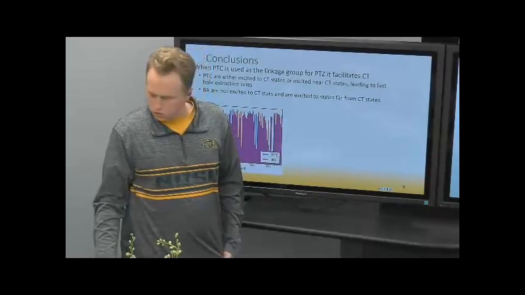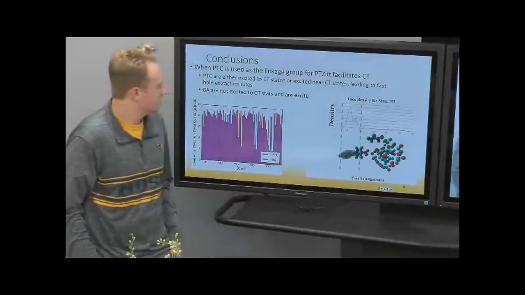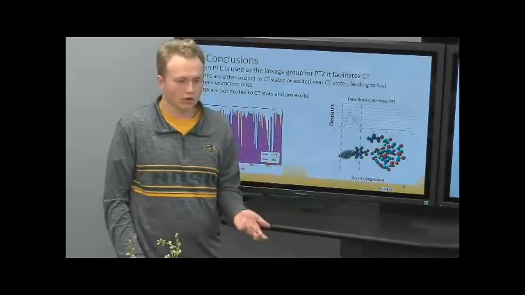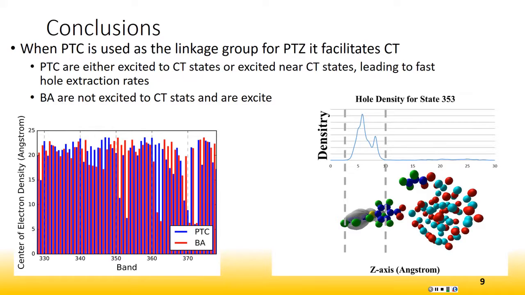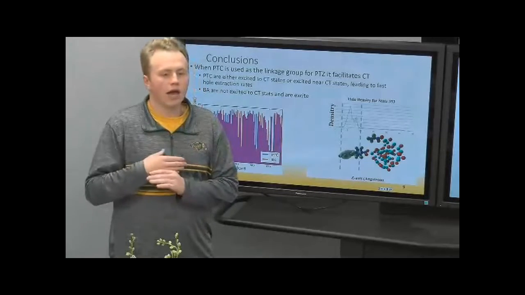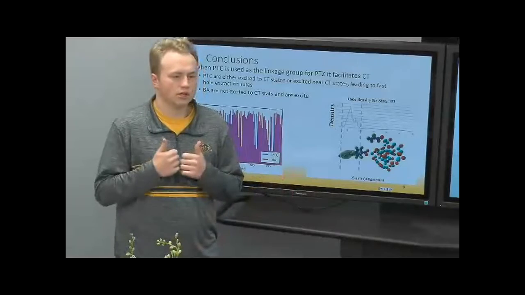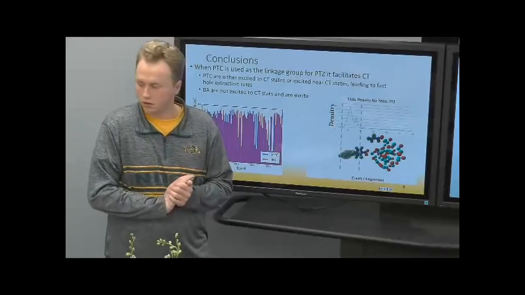So in conclusion, PTC facilitates charge transfer because it is either initially excited to a charge transfer state or it is very close to a charge transfer state, where BA has to relax down to a charge transfer state, which will increase our rate for hole extraction.